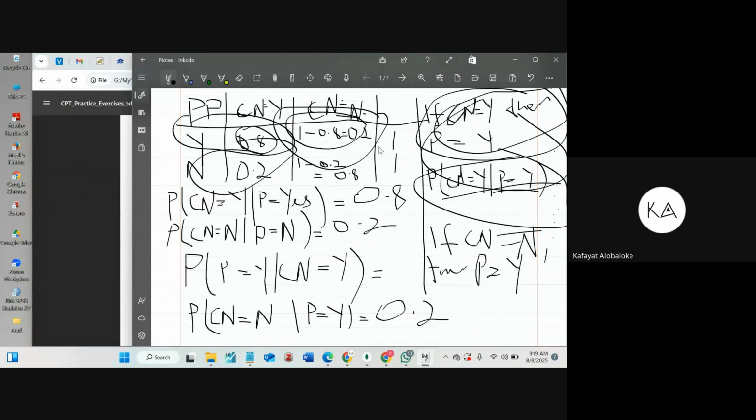So who wants to try the second one in a conditional probability statement? Somebody else.